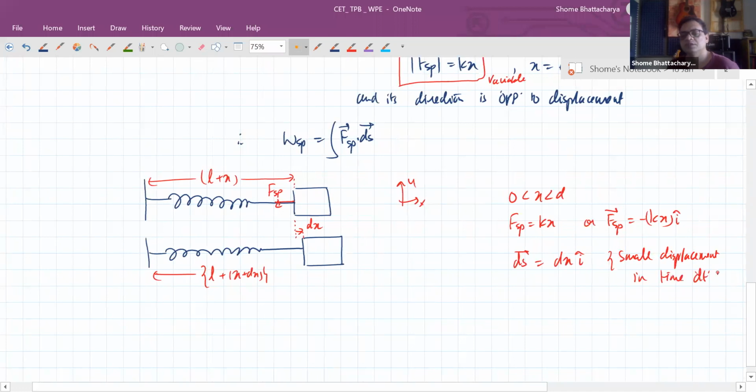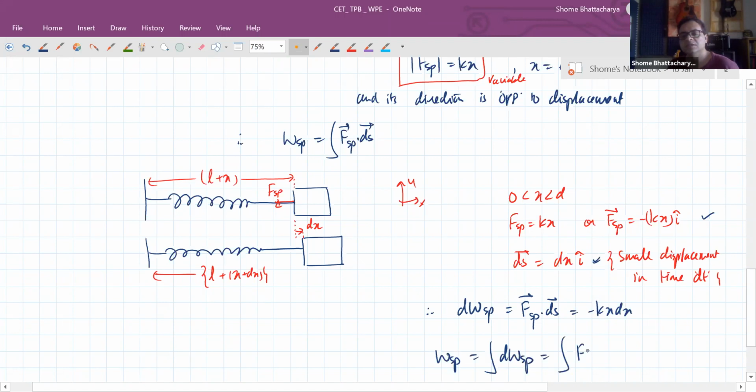The small time dt. Okay. So work done by my spring during that small displacement is becoming minus kx dx. When you take the dot product of this and this, you can see here it becomes minus kx dx. Okay. So total work done by spring is the integration of this.